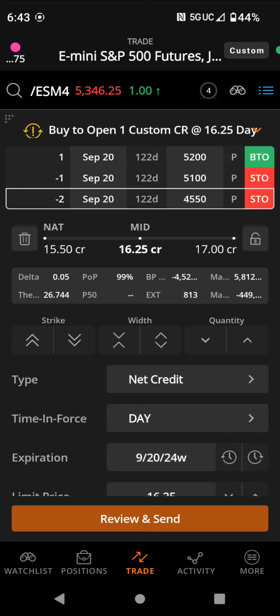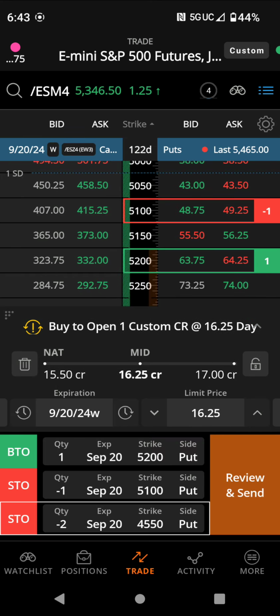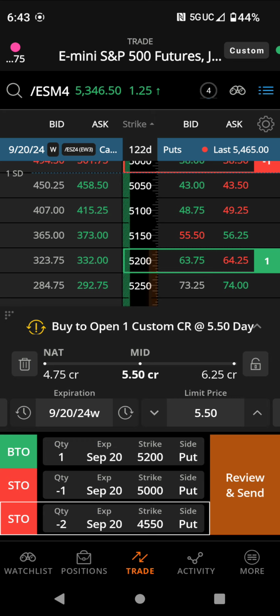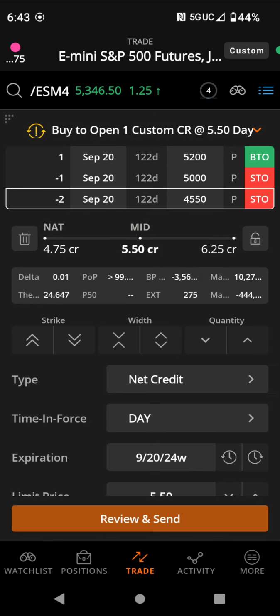Bigger max profit because you have 100 width. That can make 50 times 100 or $5,000. But the negative is you get less initial credit. You can go even further, say about 200 width here. You get 5.5 credit, about $275 or so. It only uses $3,500 in buying power, and with a 200 width it can make 200 times 50 or $10,000 if it gets below that 5,000 strike price.